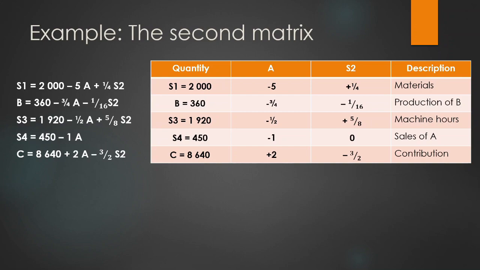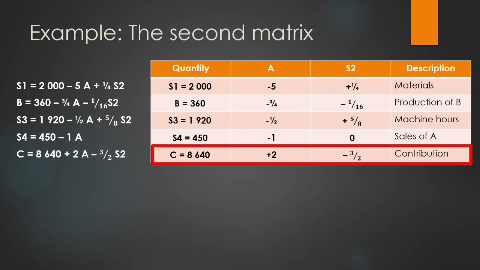We now have our second matrix. The quantity column shows how many of the products we are making, in this case 360 units of B, the contribution we make, in this case 8,640 Rand, and how much unused resources we have. Now let us draw our attention to the contribution row.